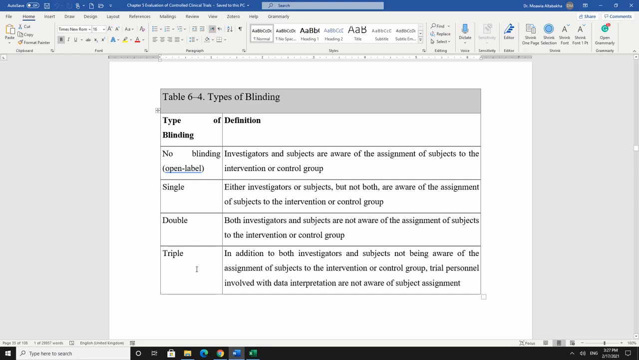One, there is no blinding, we call it open label. Of course they found that open label or no blinding usually overestimates the effect of intervention, okay? And it's not recommended, but sometimes they do it. Sometimes they do it because they cannot do otherwise.